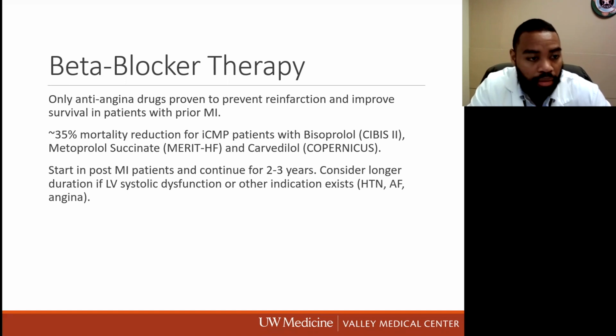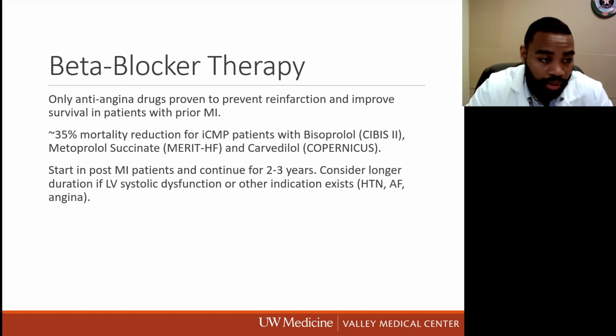Situations in which you would consider keeping it longer than 2 to 3 years include when they have persistent LV systolic dysfunction, or if they have concomitant conditions like hypertension, atrial fibrillation, or persistent angina. But really, the mortality reduction is for patients with heart failure, and that's why we basically use this as a cornerstone for therapy, because patients who have anterior wall MIs typically will have a drop in their EF, and these are the subset of patients that benefit the most from being on beta blockade therapy.